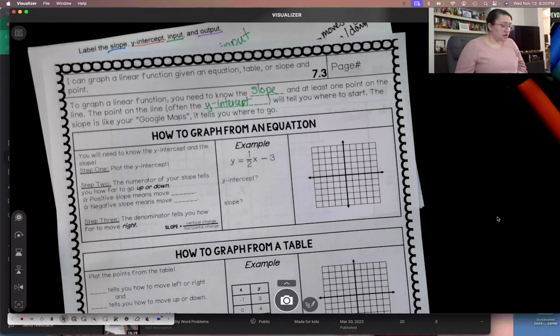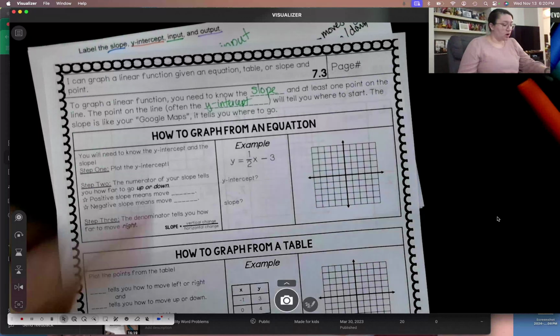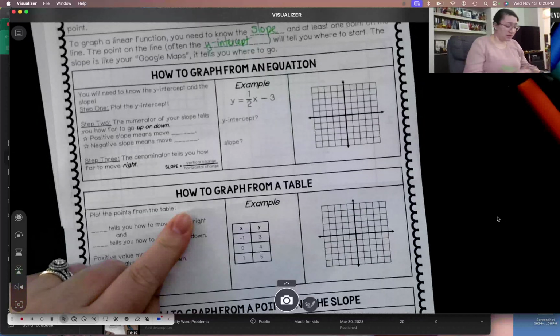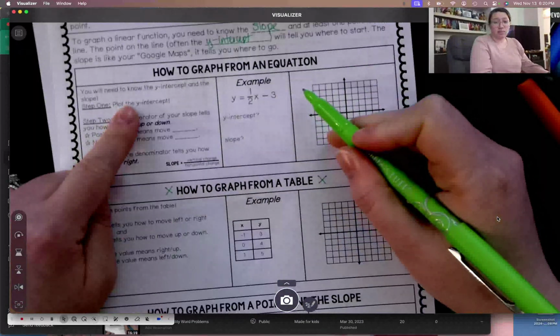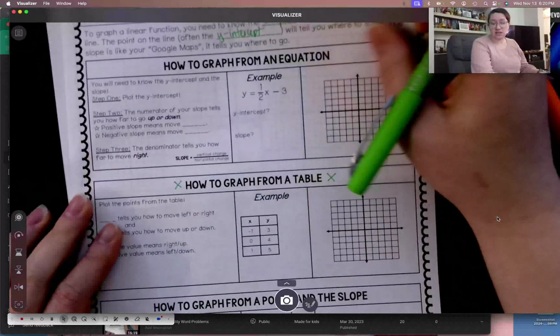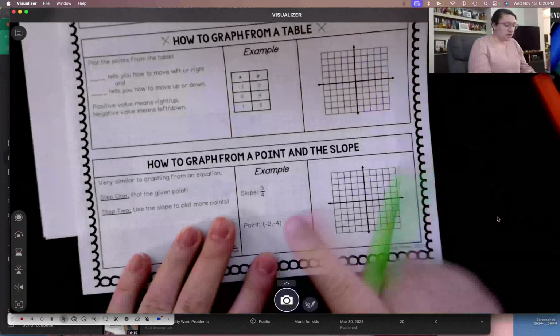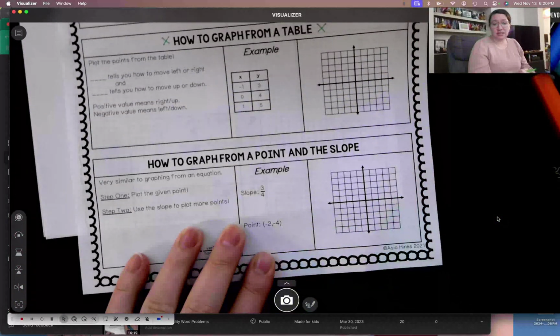Again, like I said, the slope is like your Google Maps. It tells you where to go, what direction you're moving. So we're going to talk about it from an equation. Y'all know how to put points on a table, but we're not going to talk about this. If you want to do it on your own, you are more than welcome to. But we're going to talk about how to do it from an equation, like you needed to do on your pre-assessment, and then how to do it given a point and slope.